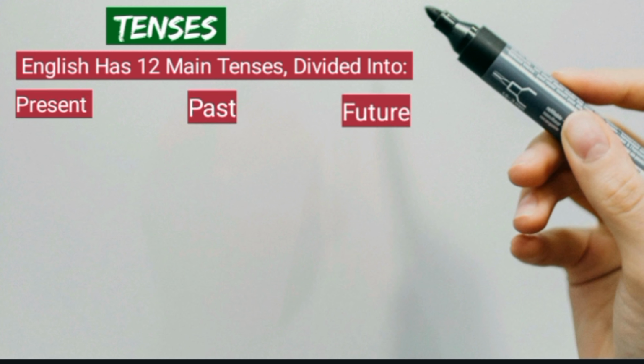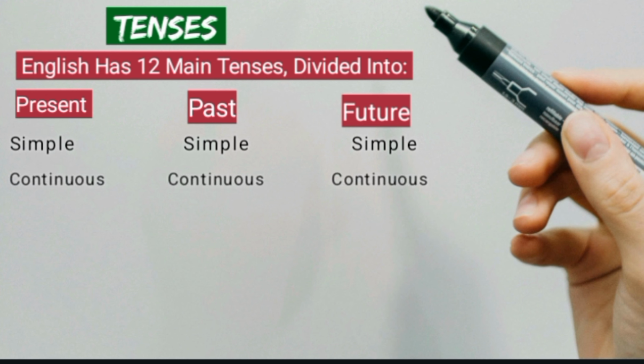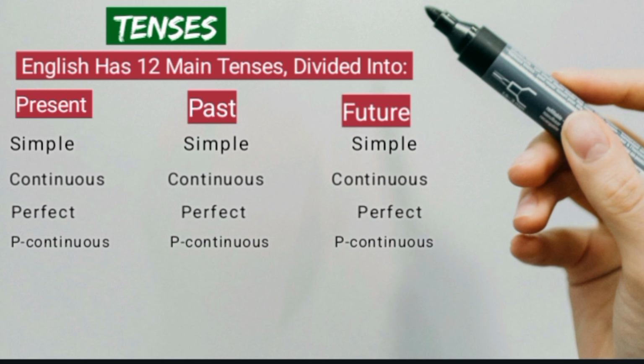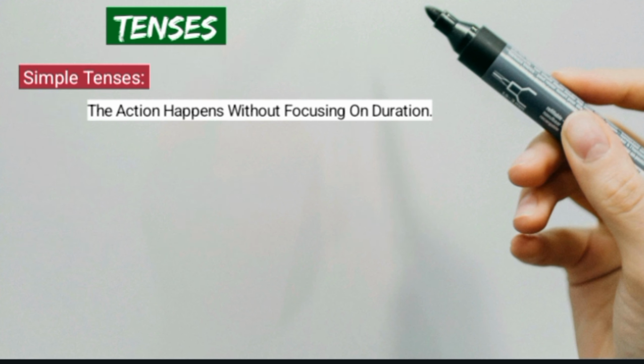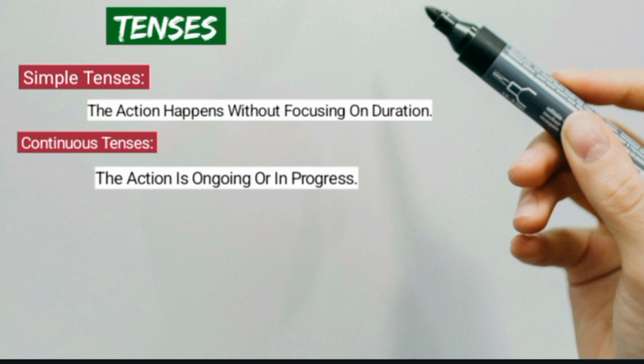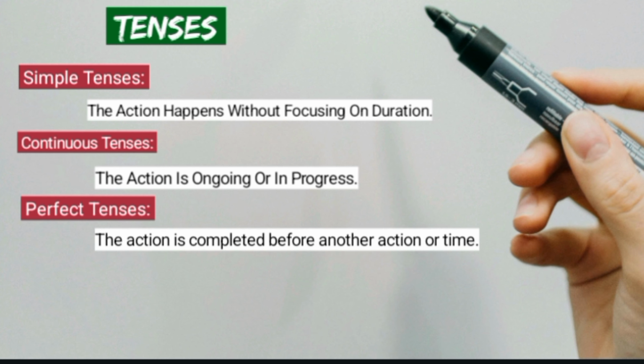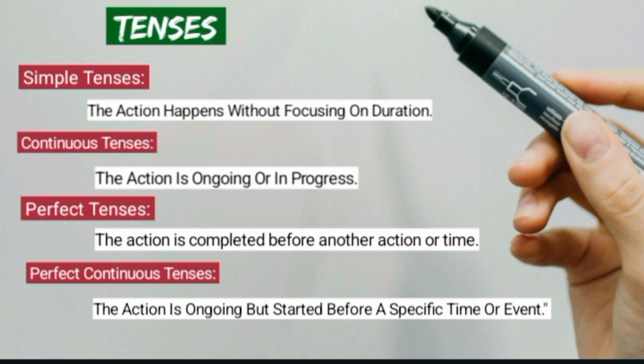Each of these time frames has 4 aspects. Number 1 is simple. Number 2 is continuous. Number 3 is perfect. And number 4 is perfect continuous. In simple tenses, the action happens without focusing on duration. But in continuous tenses, the action is ongoing or in progress. In perfect tenses, the action is completed before another action or time. And in perfect continuous tenses, the action is ongoing but started before a specific time or event.